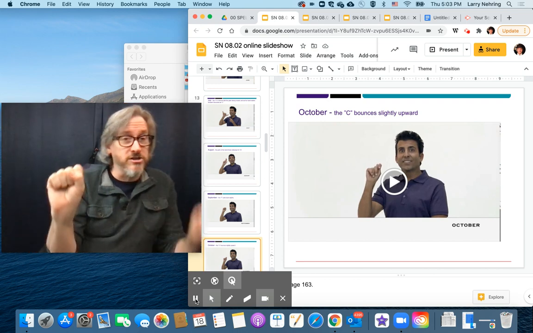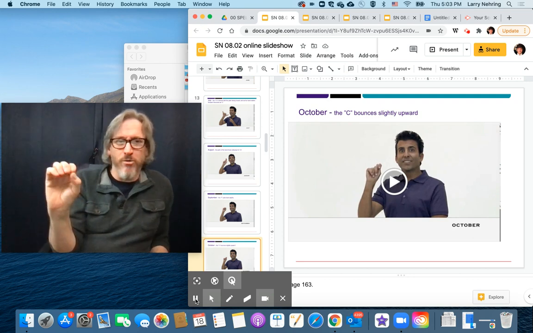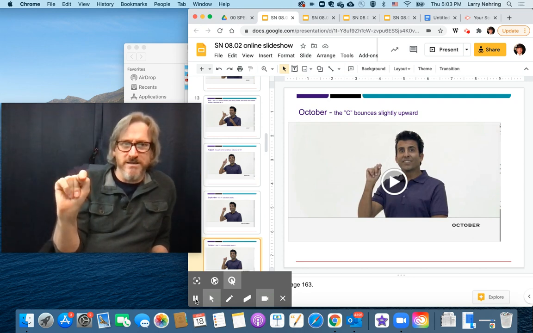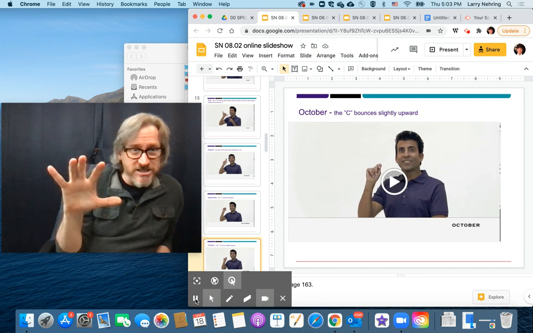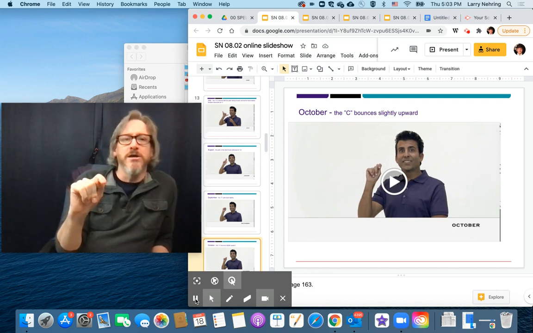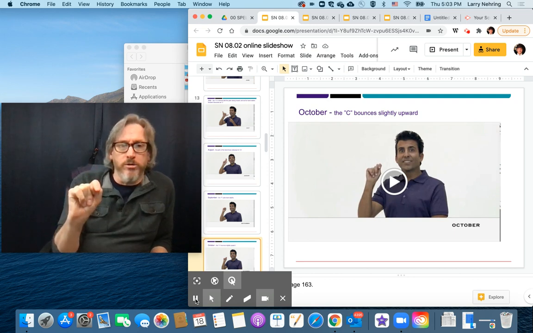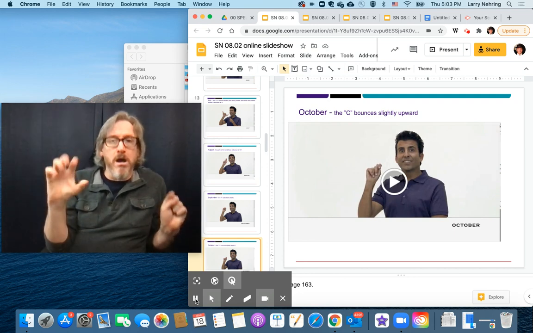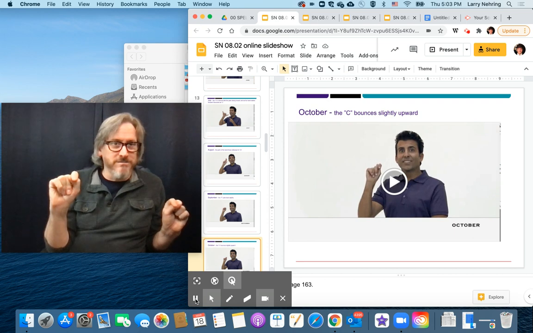Oct looks like this. So O-C-T. The C looks like it just exploded, but it really does go to a C. Sometimes it's a sloppy C. O-C, October. And there's a little bounce. Right.